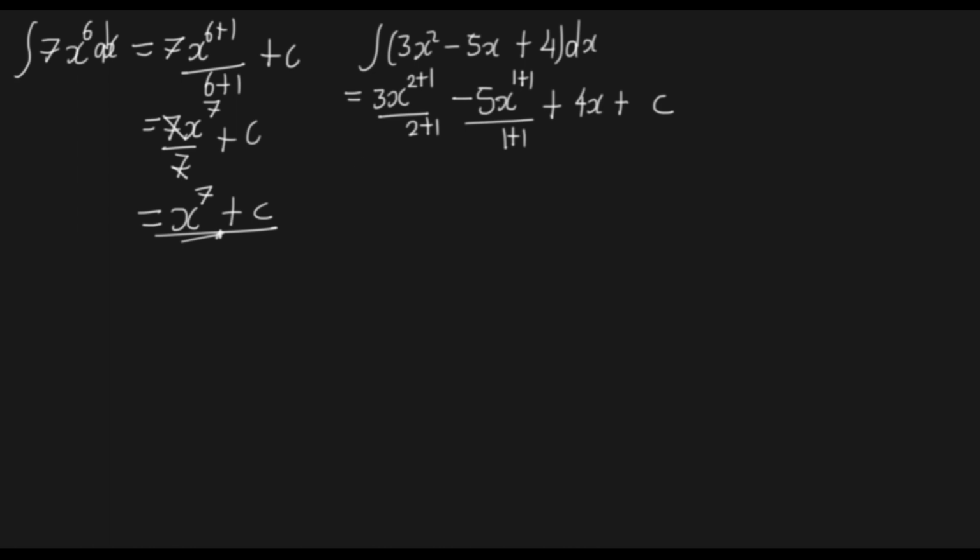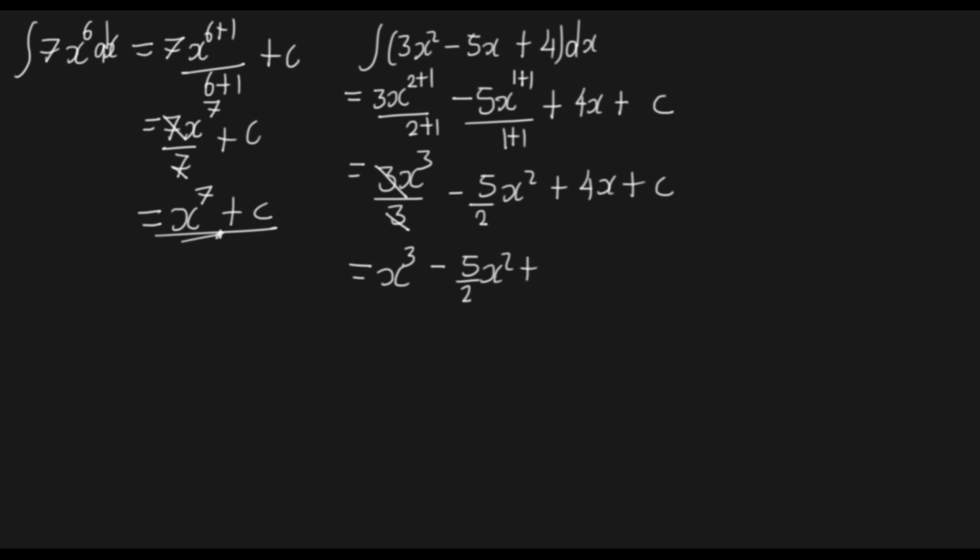So we can now simplify: 3x raised to the power 3 over 3, minus 5 over 1 plus 1, which is 2, x raised to the power 2, plus 4x plus c. So we can divide this. We have x raised to the power 3 minus 5 over 2 x raised to the power 2 plus 4x plus c.